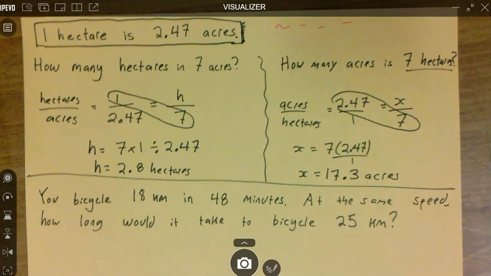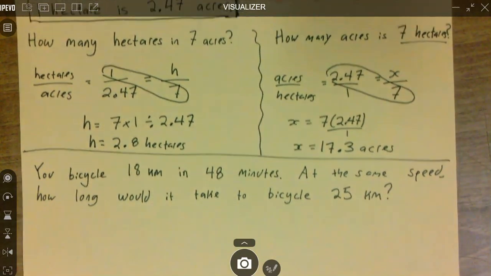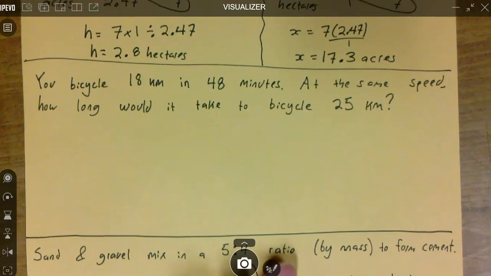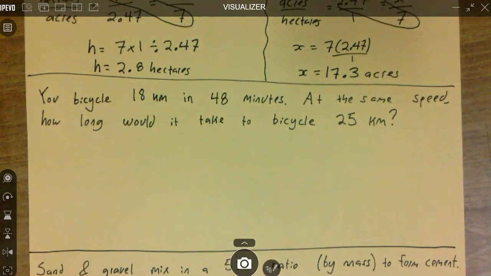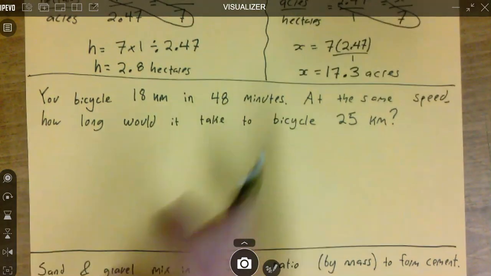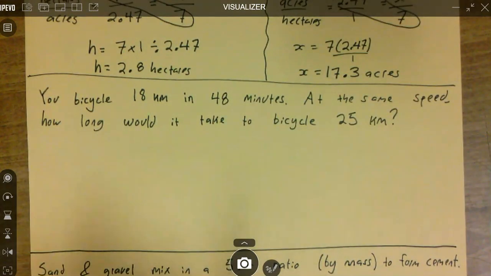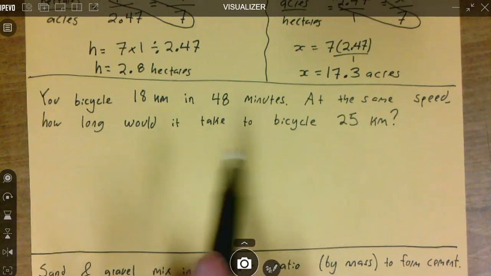What's nice about this is I can extend it beyond simple unit conversion questions to solve all sorts of proportional reasoning problems. So for example, let's say you're riding your bike pretty fast. I think this is pretty fast on a road bike, and you've done 18 kilometers in 48 minutes. And you're going to keep going at the same speed. How long would it take you to bicycle 25 kilometers?